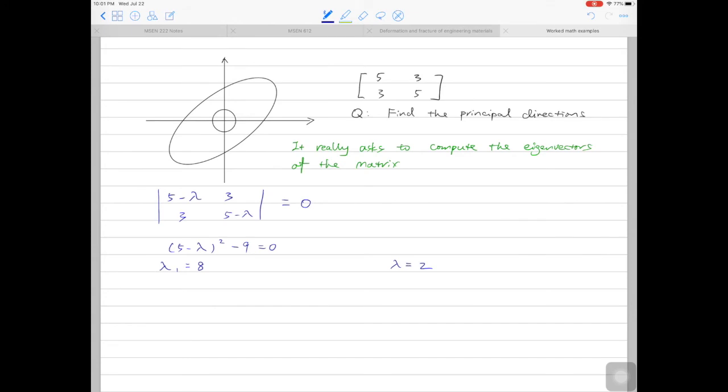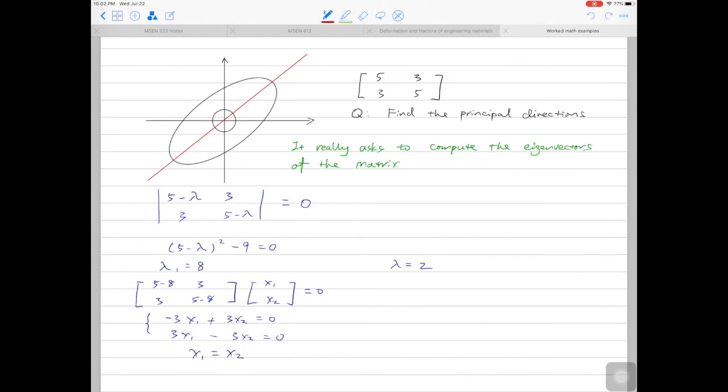With the eigenvalues, we can calculate the eigenvectors. For lambda equal to 8, we can create a new matrix. Writing that into linear equation form, we have x1 equals x2. So any vector along this line is an eigenvector.